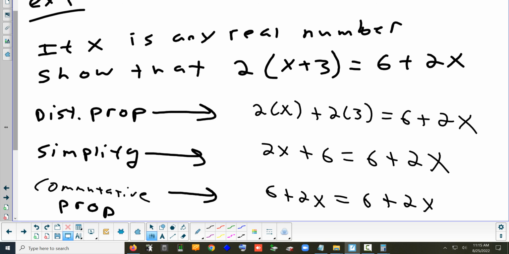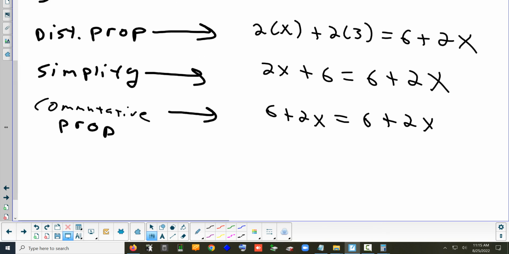So this kind of problem I could do 2 different ways. We could do it the way we just did it. You tell me the steps. Or I could tell you the names, and you show me what to do at each step. Any questions on that?